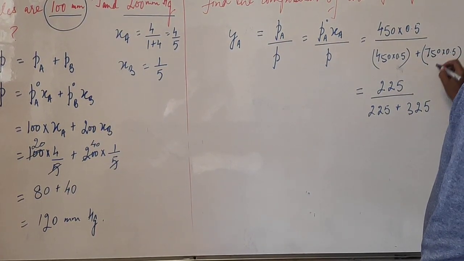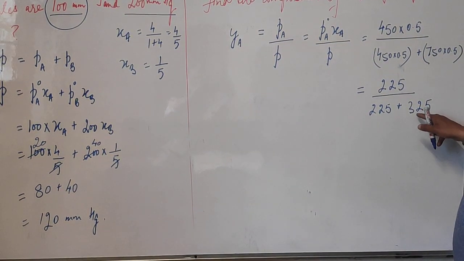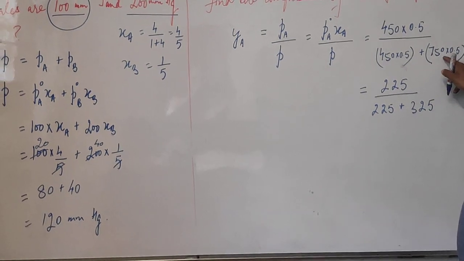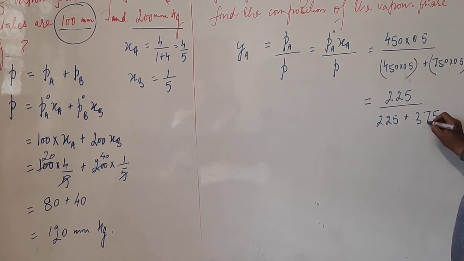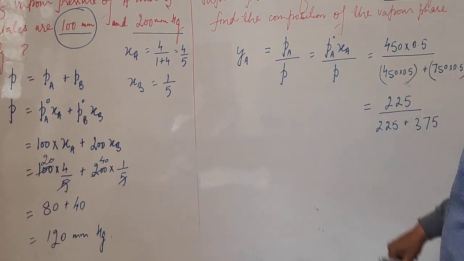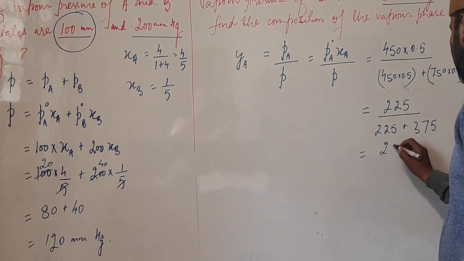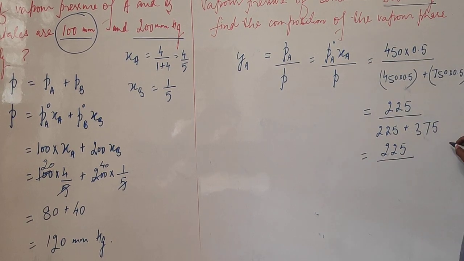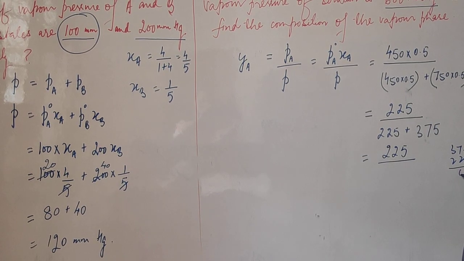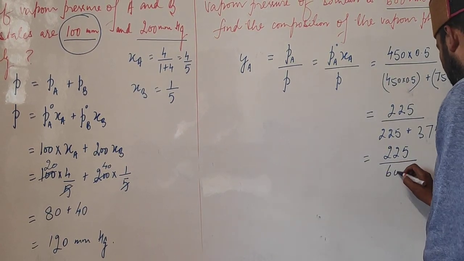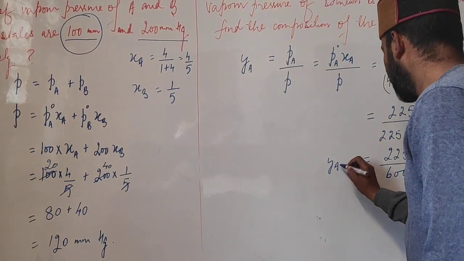Half of this will be 325. Now students, this will be half of this, we'll divide 2 3 is 6, 375. This will be 225. Now students, this is 225 divided by, so 375 plus 225, this is 10, we have 10, 5, 6. So students, we will solve this now to find the mole fraction of A.